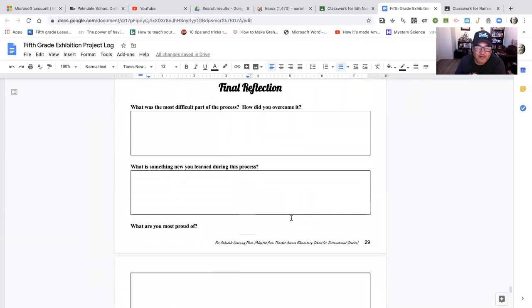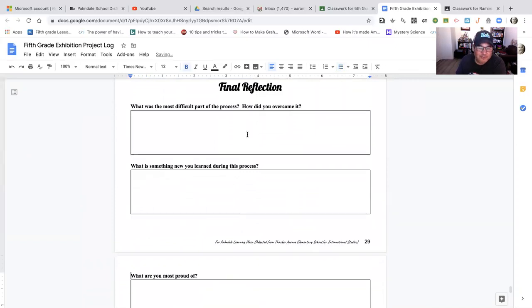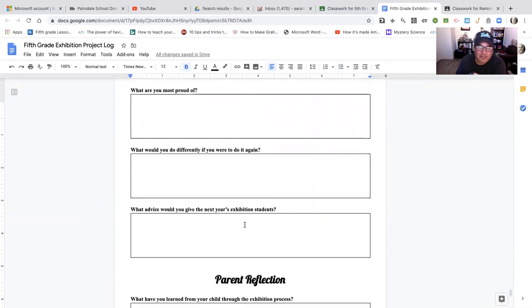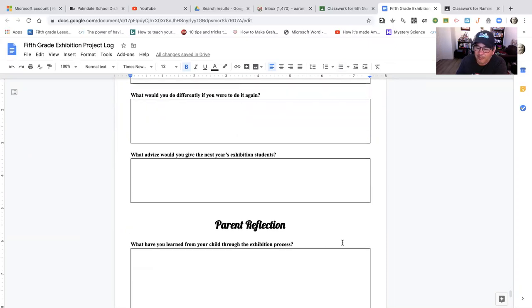And then you do these final reflection pieces, which are what was the most difficult part, something new you learned, what you're most proud of, and then what you would do differently, or what advice you would give to others that are going to take part in this next year.